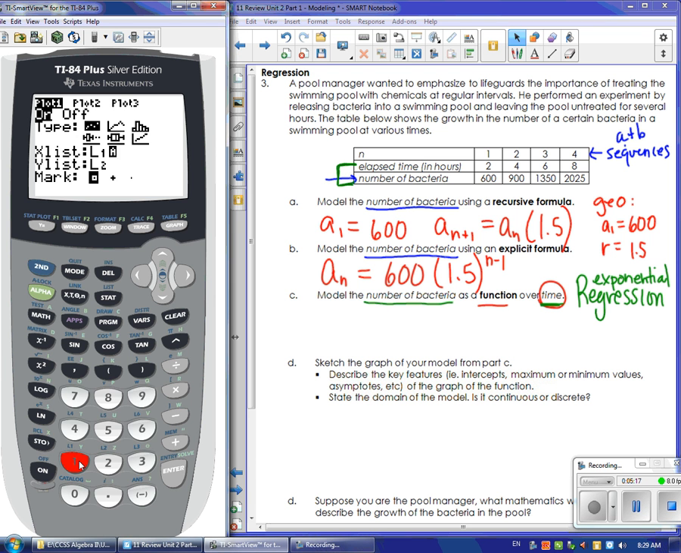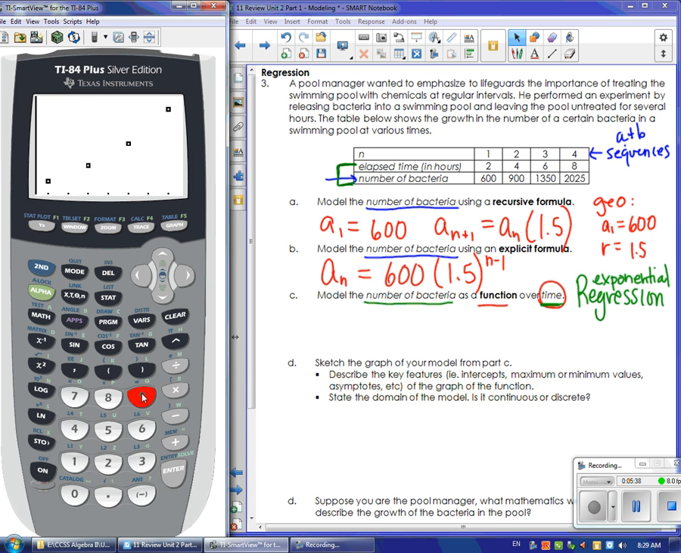The next thing I want to do is just double check to make sure I don't have any equations in my y equals. And so if I go into y equals, I can see that that's clear, and that's great. I'm not going to have any equations left over from other problems that are going to interfere with my plot. So to graph my scatter plot, since I've entered data, I'm going to hit Zoom Statistics, which is the same as Zoom and then option 9.